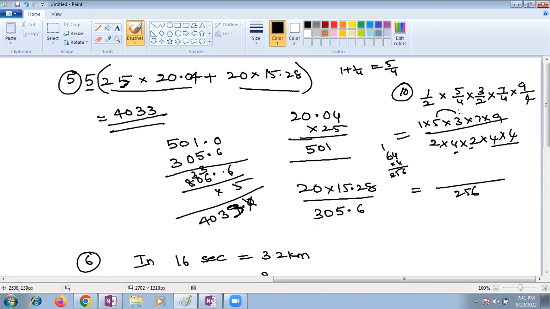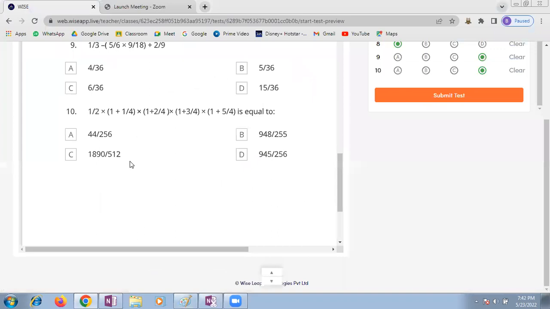By 3s are 15. 15, 9 times, 135. Yeah, ma'am. Ma'am, I think 10th one is correct. Ma'am, 945 by 256. 7 3s are 21, 22, 23, 24. 7 ones are 7, 7 plus 2, 9. Correct, Nana. 945. Any two table divisibility, please check it. I think no. This is only the simplest form. Correct. Only option D was correct, Nana.